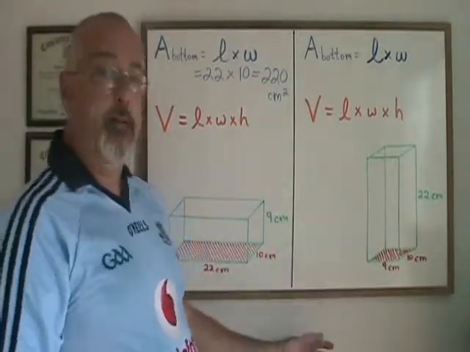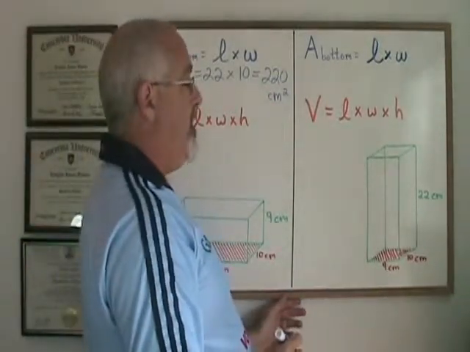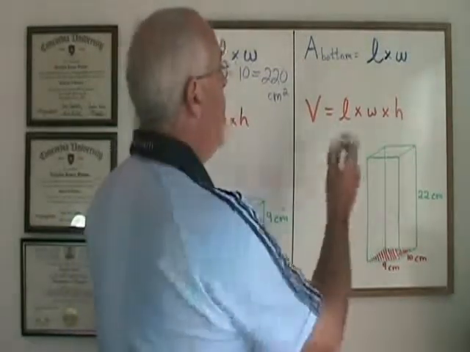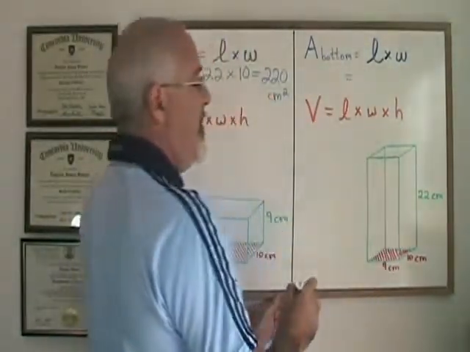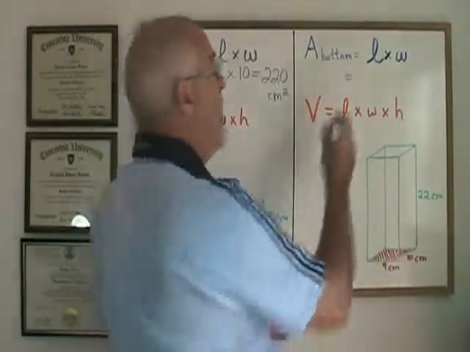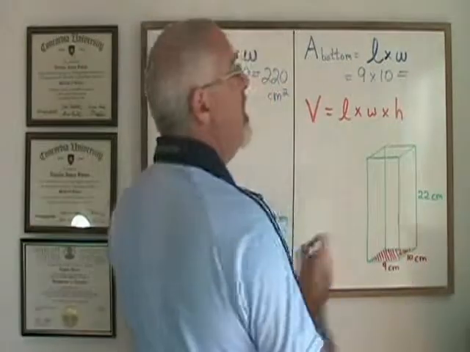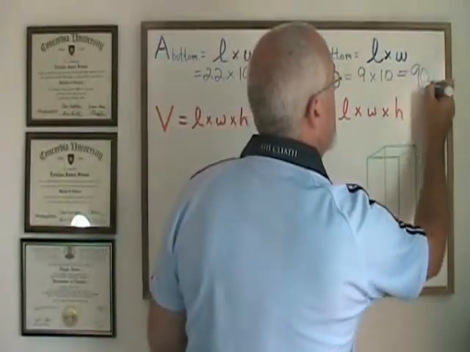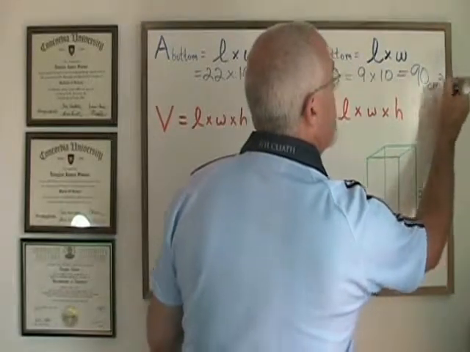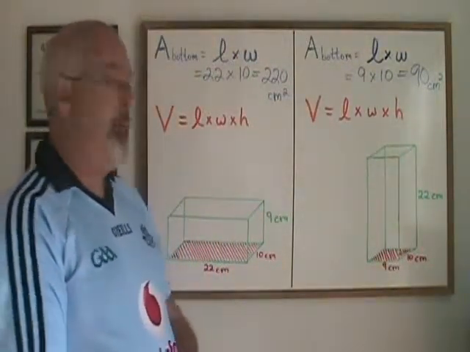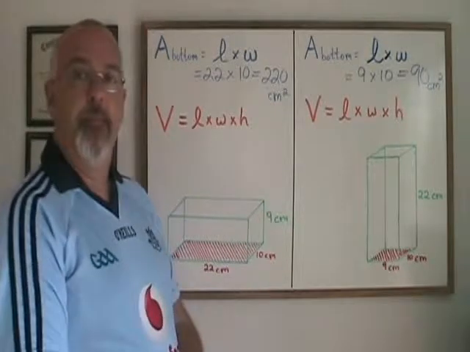For this rectangular prism, the area of the bottom is still going to be found with the area of a rectangle formula, length times width, and it will be length of 9 times width of 10, and 9 times 10 is 90. We still have the same unit, centimeters squared. So what the area of the bottom is depends on which side is on the bottom.